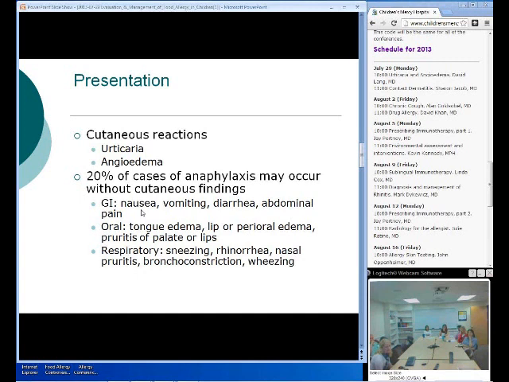But other symptoms can occur in conjunction with the cutaneous reactions or without, in those 20% of cases: GI symptoms, nausea, vomiting, abdominal pain; oral symptoms, including just itching in the throat or the back of the mouth, the lips, swelling of those areas; and then respiratory symptoms, anywhere from as mild as sneezing and runny nose all the way up to bronchoconstriction, wheezing, and airway obstruction.